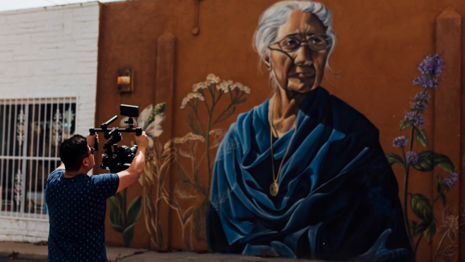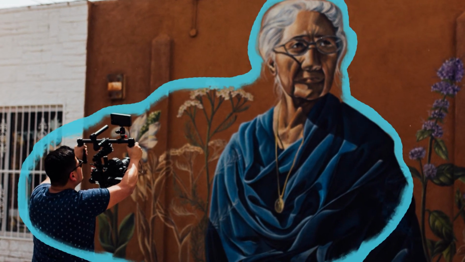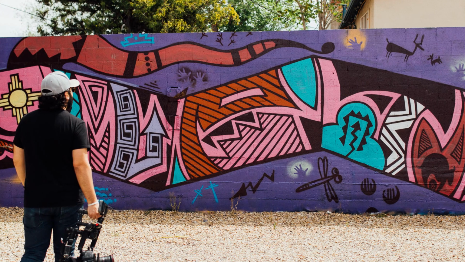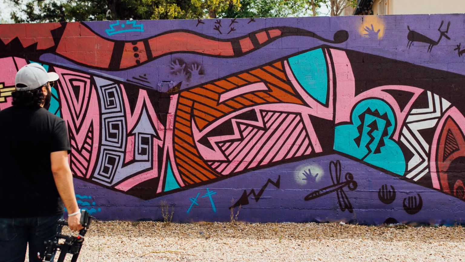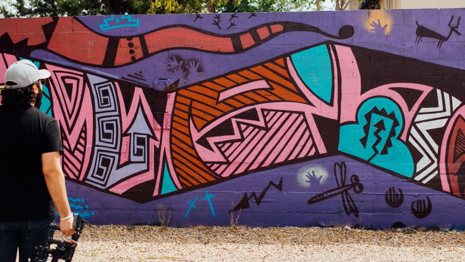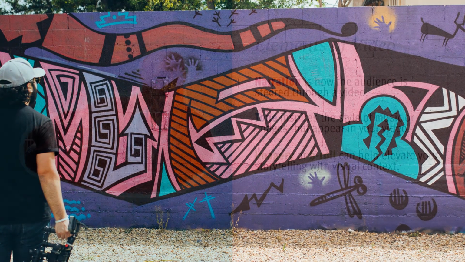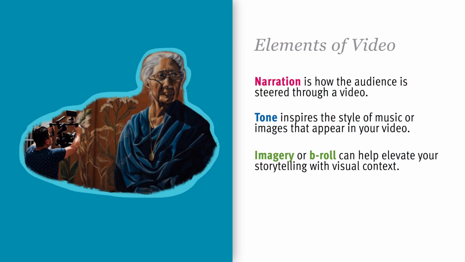Imagery or B-roll are key components of video that can help elevate your storytelling. What the audience sees on screen can provide additional context or drive home an emotional impact you are trying to convey. Motion is always best to illustrate your points. The eye follows motion, but use what's at your disposal if you don't have the budget to capture original footage.